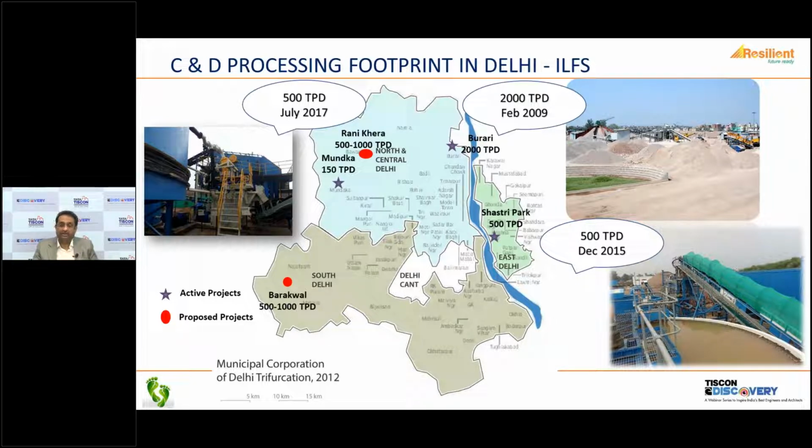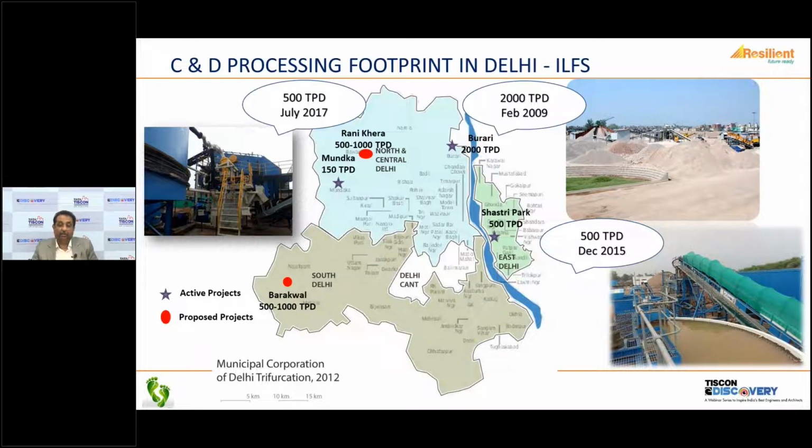Then this started with a 500 tons per day plant, and now they are at a 2000 ton per day capacity. In 2015, they added another facility in Shastri Park, which is a 500 tons per day plant, again in East Delhi, along with the Municipal Corporation of East Delhi. And the latest to add was 2 years ago, in July 2017, at Munka, where they have tied up with DMRC for this. And they have some plans to come up with more facilities.